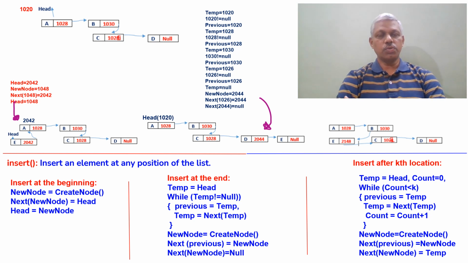Here we initialize new node equal to create node, which creates a new node and returns the memory address of the newly created node into the variable new node. Then next of new node shall be set to the current head. Then the memory address of the new node shall become the head, so head is equal to new node. With these three actions, we can create a new node and add it at the beginning of the given linked list. This is how it is depicted here.